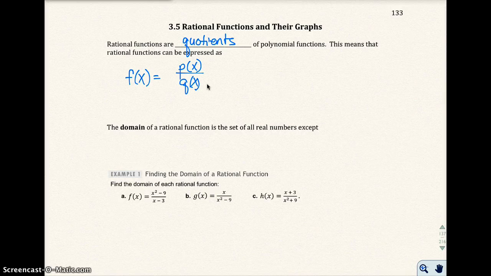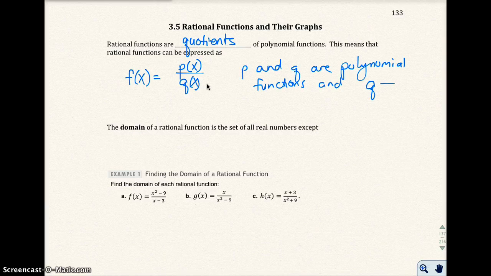Okay? And so P and Q are polynomials or polynomial functions, and Q cannot equal 0, because if we have 0 down here, this would be undefined. So the domain of a rational function is the set of all real numbers except the values that make the denominator 0.